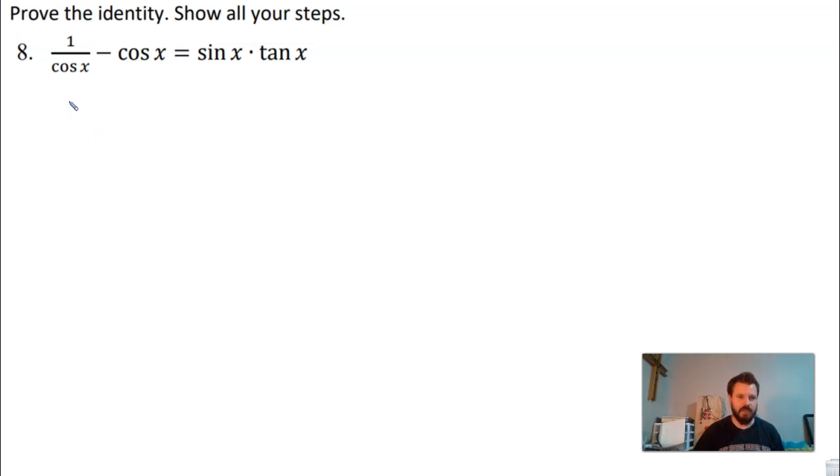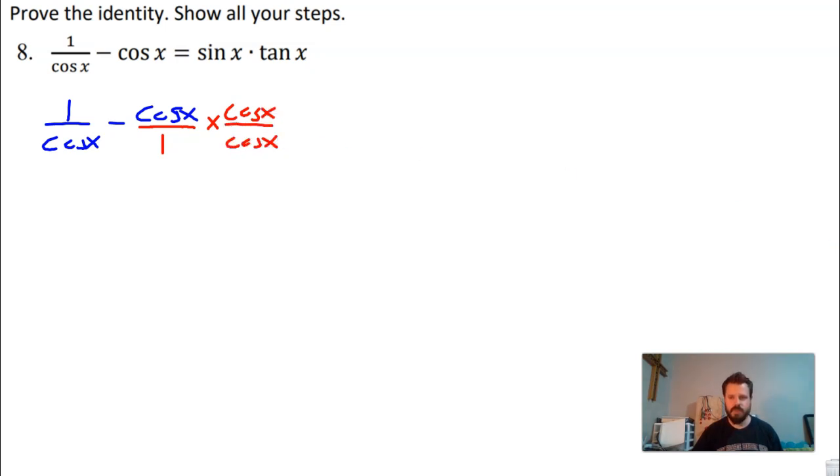I should probably mix that up. So I've got a 1 over cosine x minus, instead of just cosine x, well, we'll just say cosine x for now. And I'm going to think of these in terms of a fraction, so I'm going to rewrite that as cosine x over 1. Okay, right off the bat, what I see then is I have fractions I need to put together, so I'm going to multiply top and bottom by cosine x. And what's that going to give me? That will give me a 1 minus cosine squared x over cosine x, the common denominator.